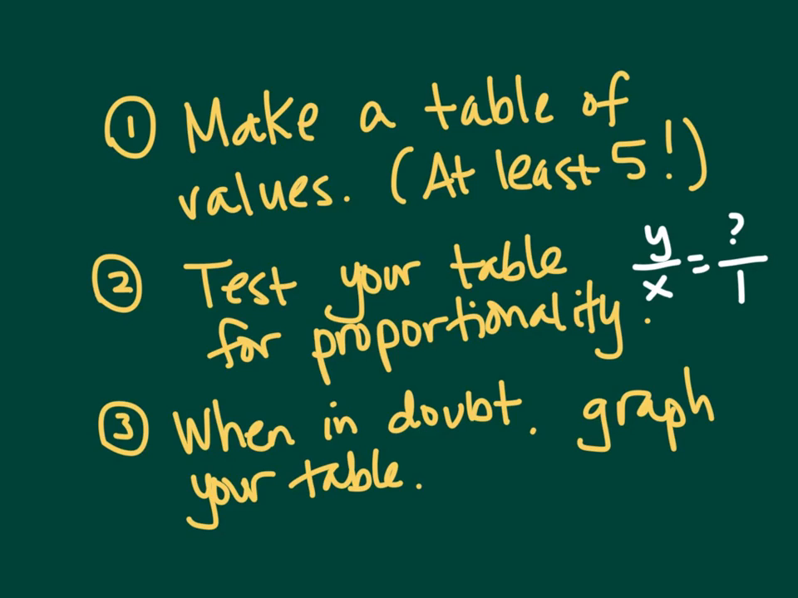And then if you're in doubt, all right, I would go ahead and take the table and put it onto an XY coordinate graph. And from there you will hopefully be able to identify whether or not your graph is showing a linear relationship that also goes through the origin 0, 0.